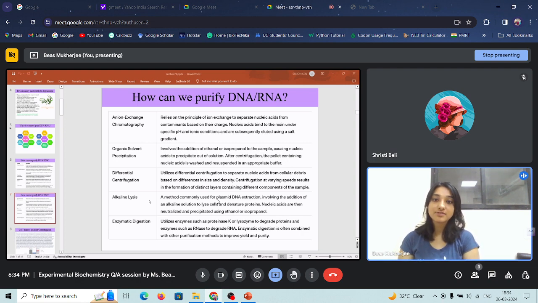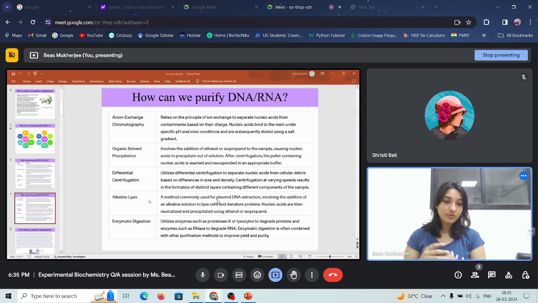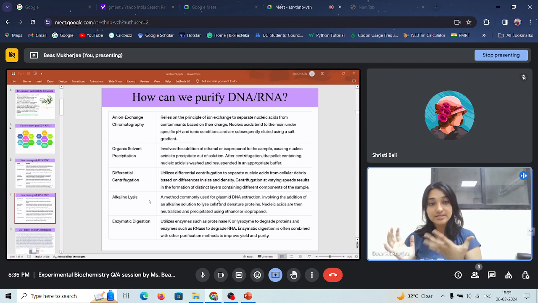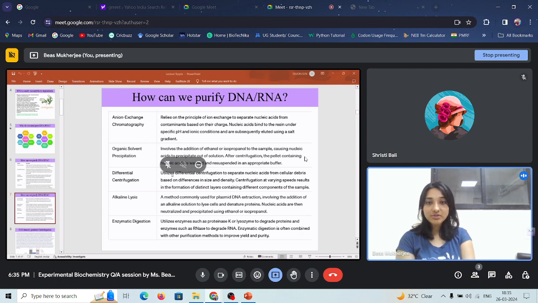Then there is organic solvent precipitation. Here this involves addition of ethanol or isopropanol. I told you, right? And then the nucleic acid basically precipitates out. Okay. So how does it precipitate out? Your ethanol is interacting with water, and the nucleic acid is no more able to interact with water. So the interaction between the solute and solute, that is nucleic acid, is so high compared to the solute solvent interaction that there is precipitation. It basically interacts with one another and then precipitates out, right? Then after centrifugation, the pellet containing the nucleic acid is washed and resuspended in a specific buffer.